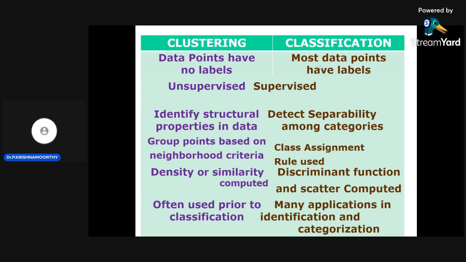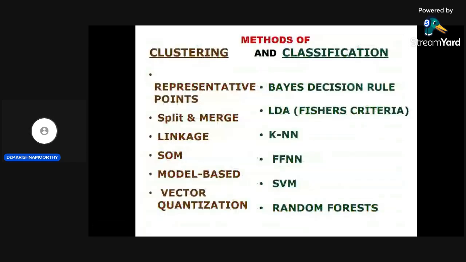In clustering, data points have no labels, while in classification most data points have labels. So clustering is unsupervised and classification is supervised. Comparing their structure: clustering identifies structural properties in data, while classification detects separability among categories. Clustering groups points based on neighborhood criteria, while class assignment uses discriminant functions, with density or similarity computed. We often use clustering prior to classification. Many applications in identification and categorization use it.